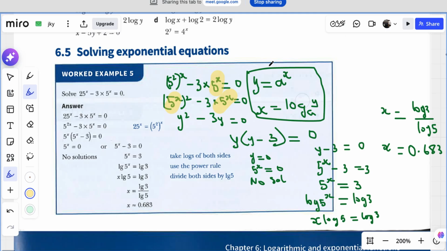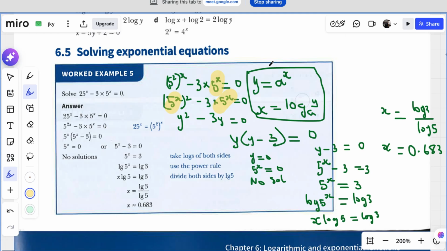Then let's do the second one. You say y minus 3 equal to 0. The second one, equate this to 0, the same way you do quadratic. When we move the 3 to the right, it becomes equal to 3.